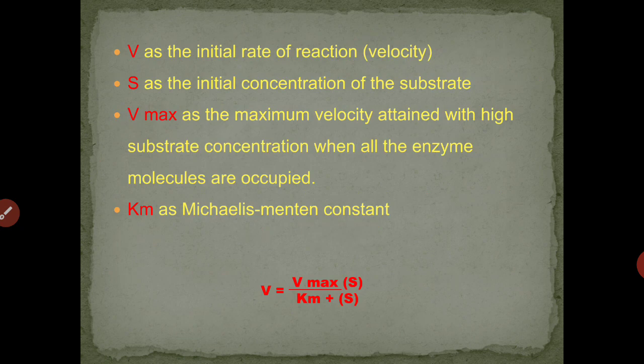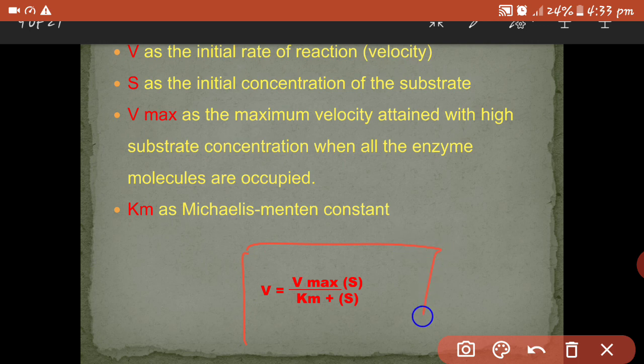Here V stands for the initial rate of the velocity, whereas S stands for the initial concentration of the substrate, whereas Vmax is the maximum velocity attained with the highest substrate concentration when all the enzymes are occupied or saturated, and the Km is called the Michaelis-Menten constant, and this is how you write the equation. I'm not going to explain this Michaelis-Menten equation in detail, but we should know what Km is and what its significance is.